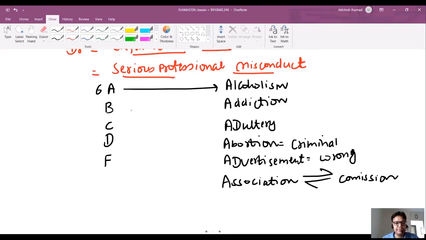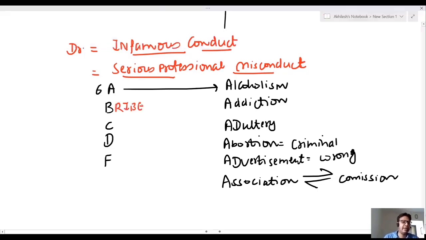B for bribe, if a doctor is taking rishwat, bribe. C for covering. What is covering, my dear friend? Covering means the doctor is covering a non-medico. The doctor is taking help from a non-medico. This is known as covering. He's covering a non-medico. D for dichotomy.